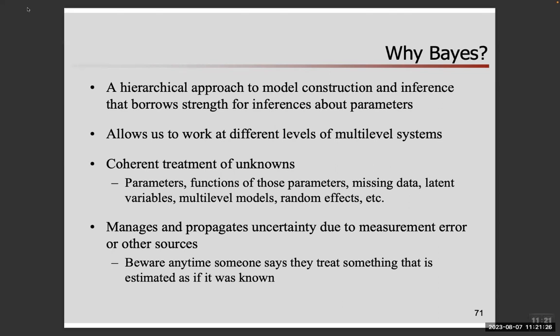Bayes also manages and propagates uncertainty due to things like measurement error and other sources. A red flag for me is anytime somebody treats something that is estimated as if it were the known true value. That always makes the hairs on the back of my neck stand up and say, wait a minute, do we really know that? Or are we ignoring some uncertainty?